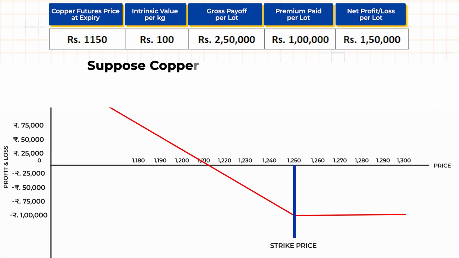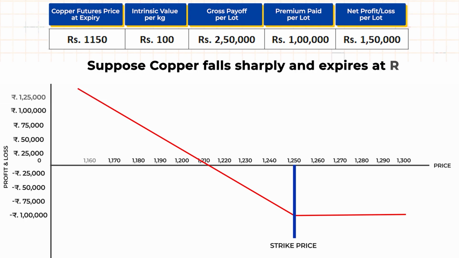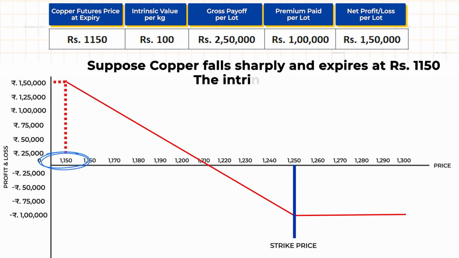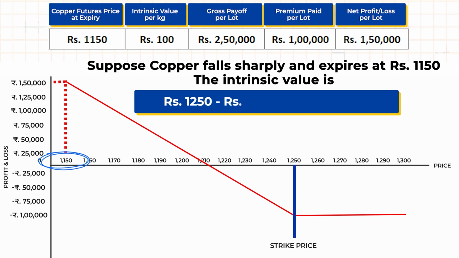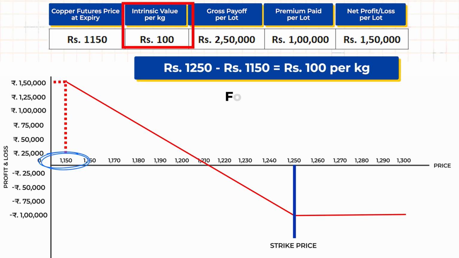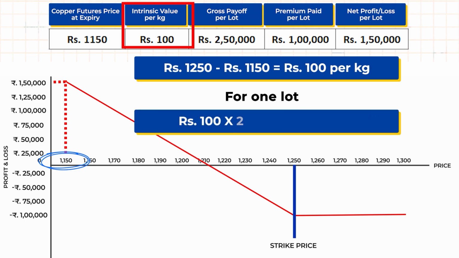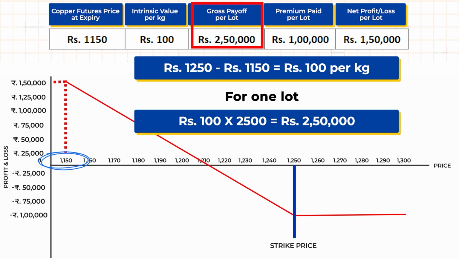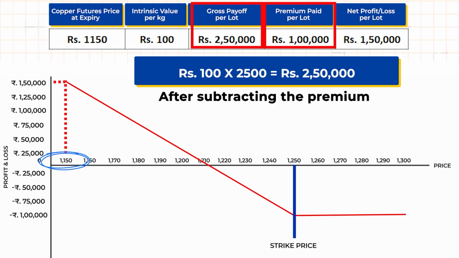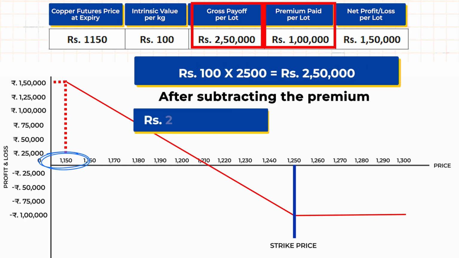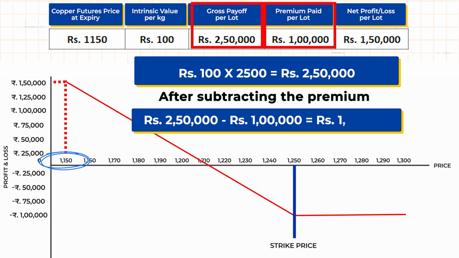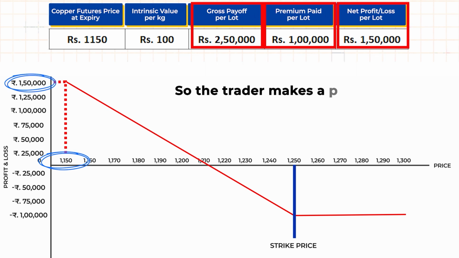Example at Rs 1150. Now suppose copper falls sharply and expires at Rs 1150. The intrinsic value is Rs 1250 minus 1150 equal to Rs 100 per kg. For one lot, the gross profit is Rs 100 into 2500 equal to Rs 2,50,000. After subtracting the premium, the net profit is 2,50,000 minus Rs 1 lakh equal to Rs 1,50,000. So the trader makes a profit of Rs 1,50,000 per lot.